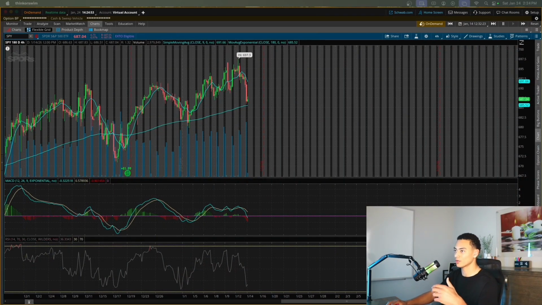Let's walk through a step-by-step trade of buying a call option. So first, I will open up my chart. As you can tell, I'm looking at SPY on a 4-hour time frame.